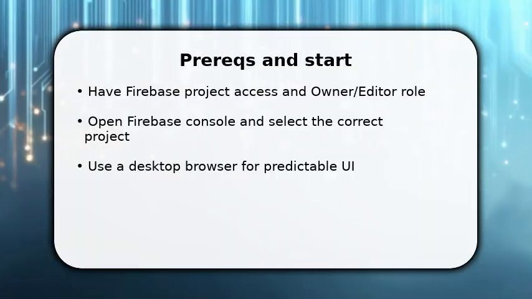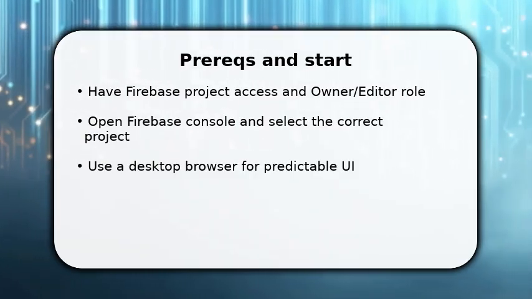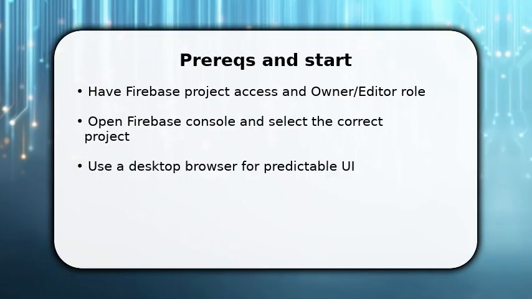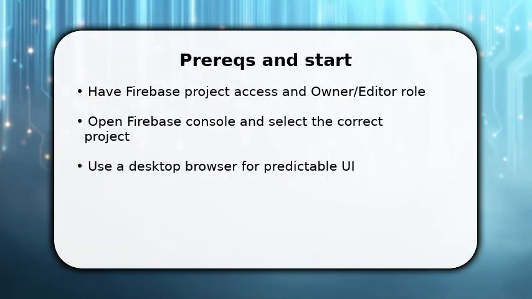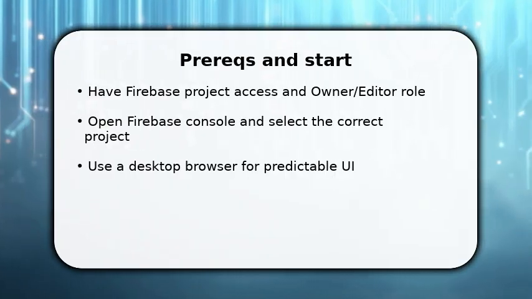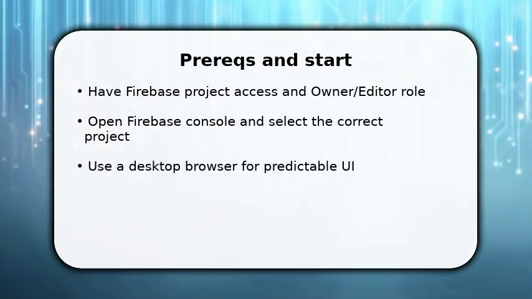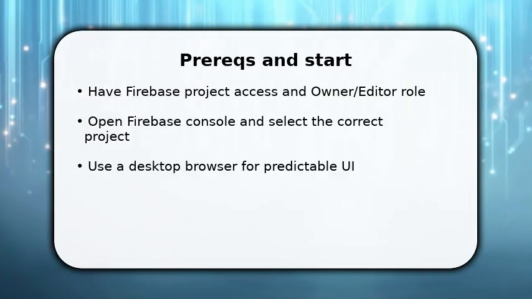You already have access and a browser open. Now act. Sign into the Firebase console and pick the exact project you plan to use. Once selected, open Project Settings immediately. That's the gear icon near Project Overview. Make sure you are in the right Google account. Mismatched accounts hide keys. If you work with a teammate, confirm their project alias.